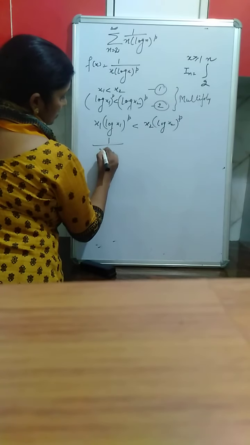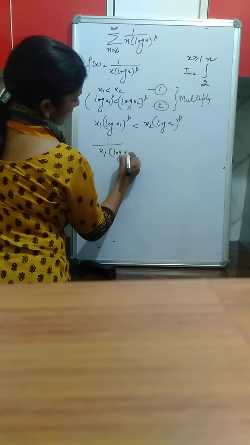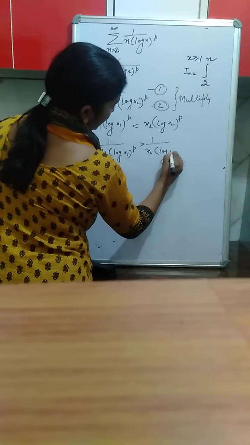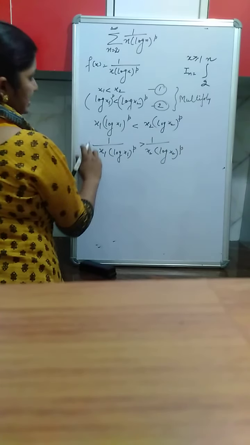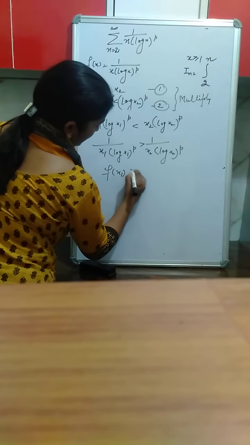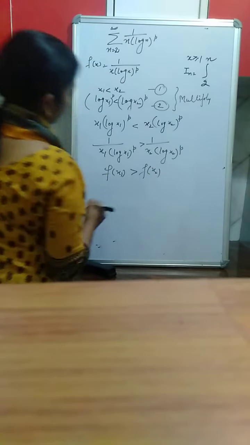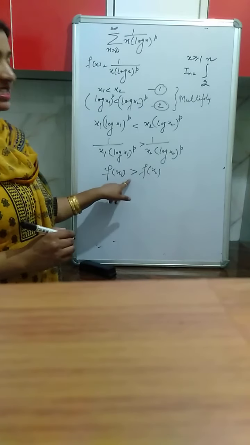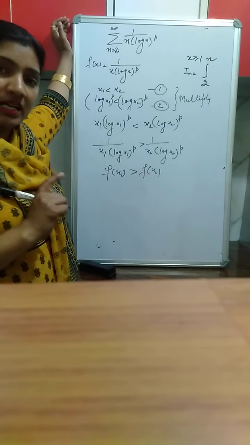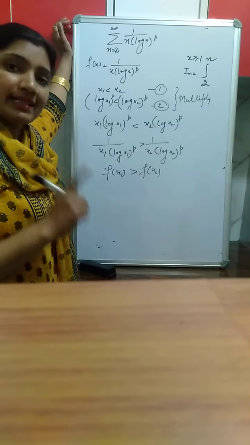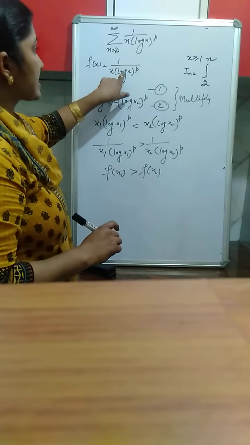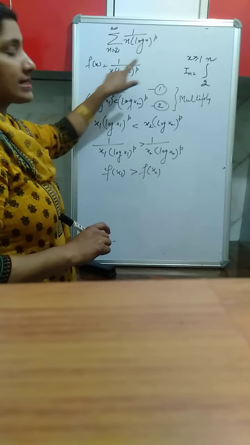Taking the reciprocals of both, x1 (log x1)^p is greater than 1 upon x2 (log x2)^p. If this is f(x), then this is f(x1) and this is greater than f(x2). So when x1 is less than x2, f(x1) is greater than f(x2), and therefore this is monotonically decreasing. So this is non-negative and monotonically decreasing. Also the integration is possible, because if I put log x as t, then 1 upon x dx is dt.